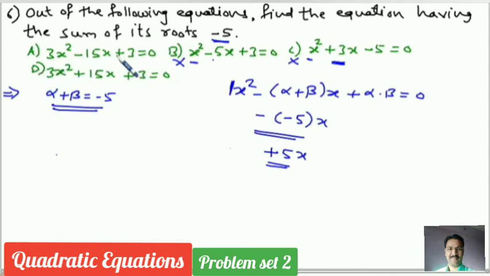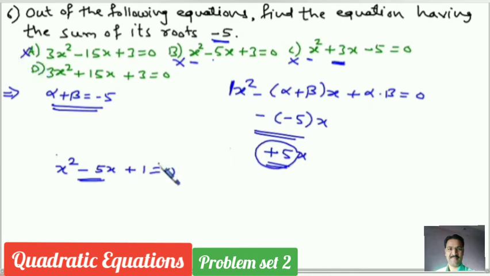What will we get? Here x square minus 15 upon 3 means what? 5x plus here it is 1 because 3 upon 3 is 1. But we need plus 5 there, but we'll get here minus 5. That means the first option is also wrong.